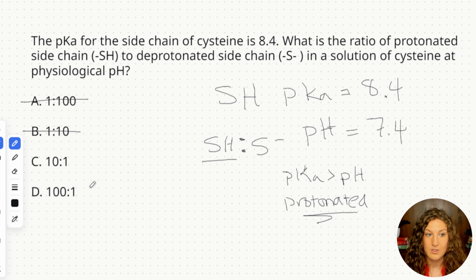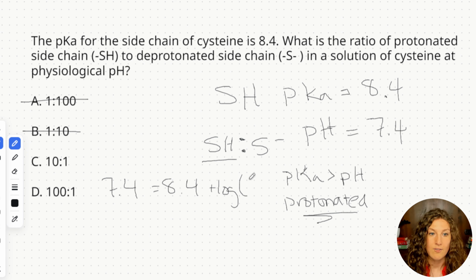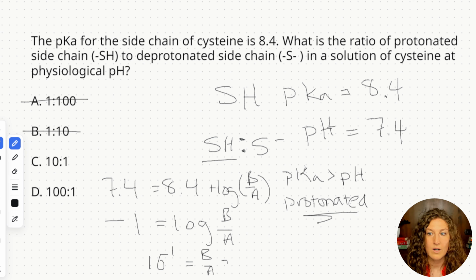Now we can do the math, and let's go ahead and do that, and then I'll show you a little shortcut. So we have 7.4 equals 8.4 plus the log of base over acid, right? We subtract it, we're going to have -1 equals the log of base over acid, which means that 10 to the -1 is going to be base over acid, or 1 over 10, right? 1 over 10 to the 1. So we're going to have 10 times more acid than base, which gives us C.